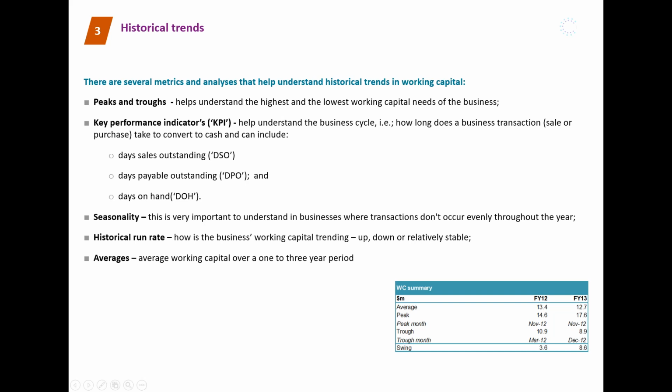And we might present this when we're doing the analysis in a table like this, where we've got our average, we've got our peak, and what month that actually was. If it's December or end of year, it gives you a sense of timing. This is probably in conjunction with the chart as well. And then we'll do the same for trough. So the low month, 10.9, 8.9, and then March, what month it was, and then what the swing is between the peak and trough, which gives you an idea of the size of the swing between peak and trough, which is essentially you need to fund that difference at some point in time.